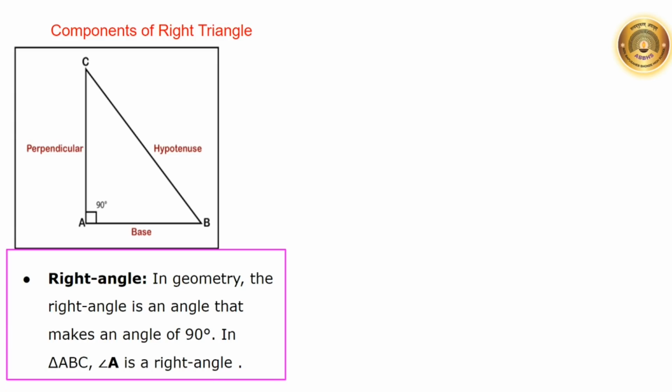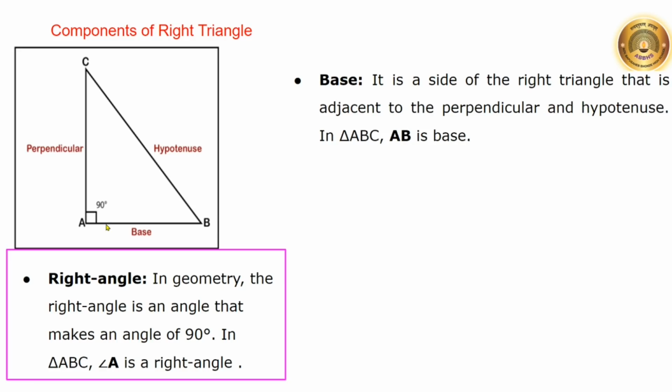In geometry, the right angle is an angle that makes an angle of 90 degrees. In triangle ABC, angle A is a right angle. A triangle with one right angle is called a right angle triangle. Base. It's a side of a right triangle that is adjacent to the perpendicular and the hypotenuse. In triangle ABC, AB is the base.